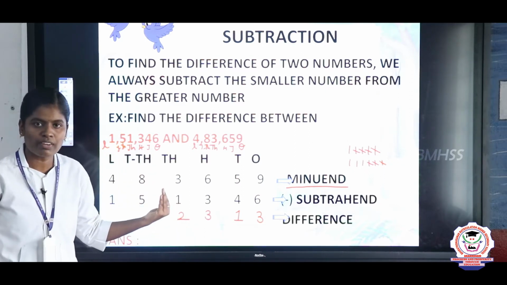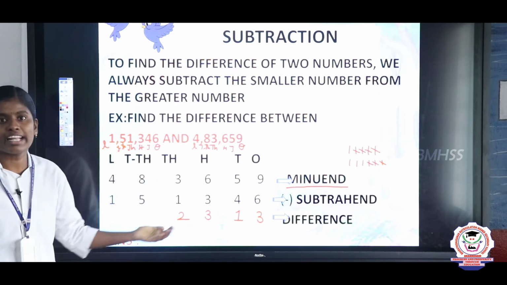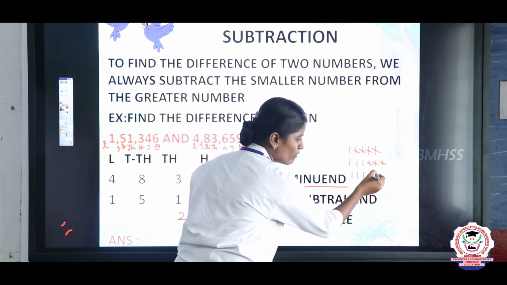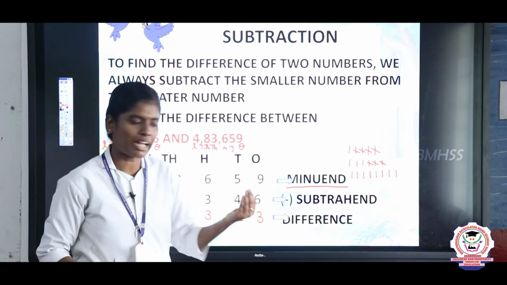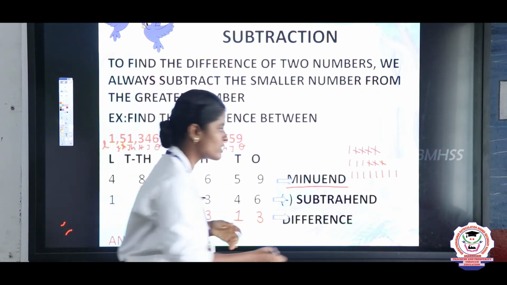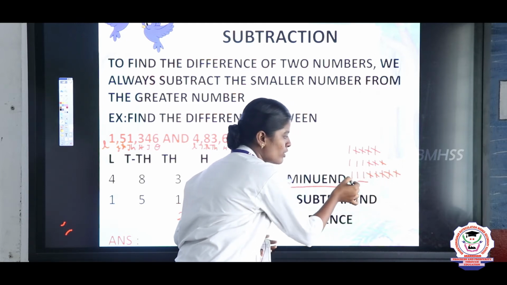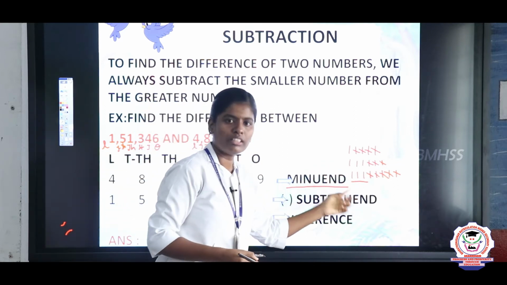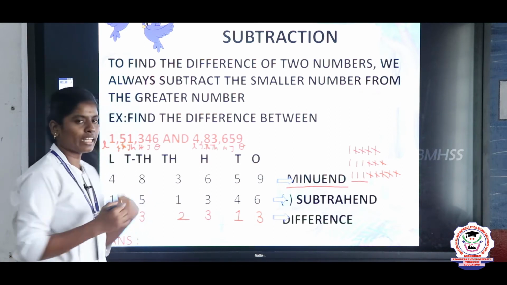Next you will take the 10,000 place value. Here the 10,000 place value is 8 ten-thousands minus 5 ten-thousands. So put the 8 lines: 1, 2, 3, 4, 5, 6, 7, 8. Now you are going to subtract 5 lines, or else strike out 5 lines: 1, 2, 3, 4, 5. Remaining, how many lines are there? We have 1, 2, 3. So 3 lines. Write 3.